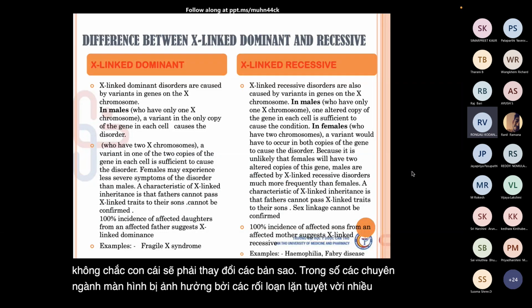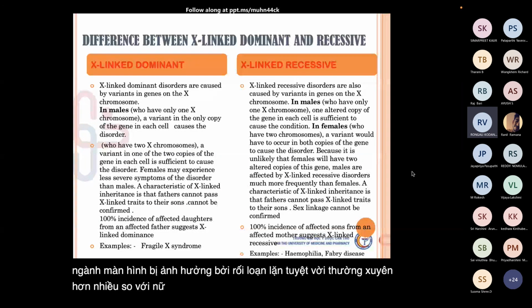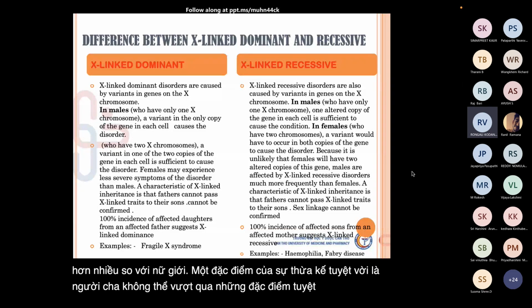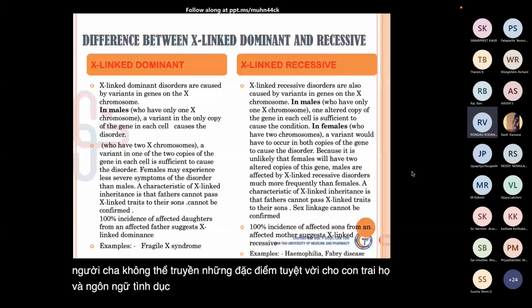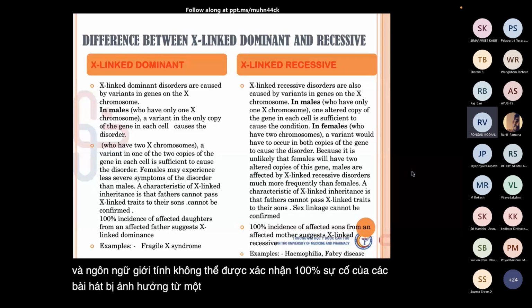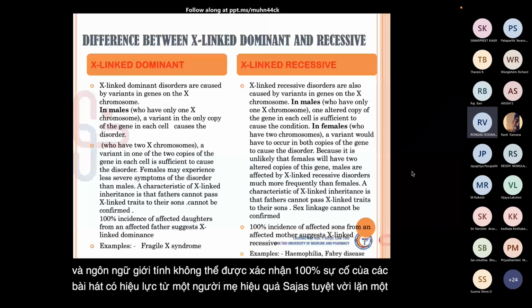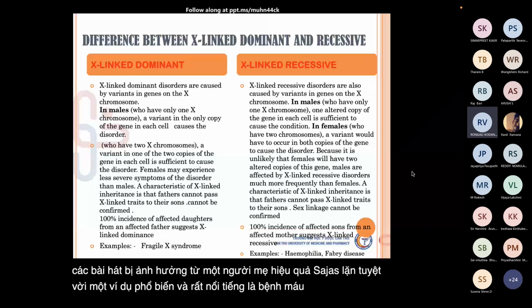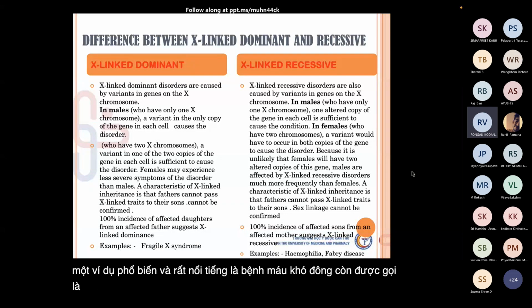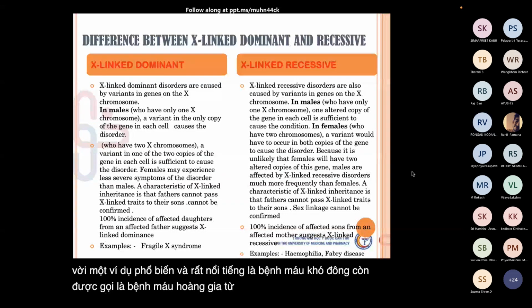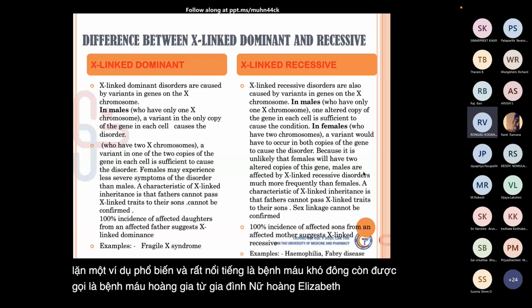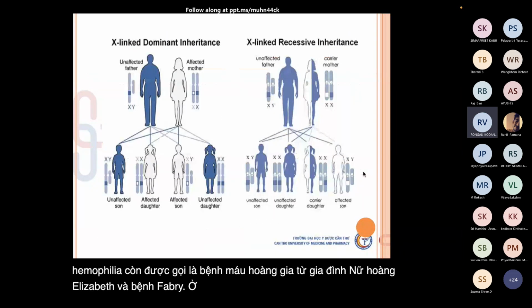A characteristic of X-linked inheritance is that fathers cannot pass X-linked traits to their sons, and sex linkage cannot be confirmed. 100% incidence of affected sons from an affected mother suggests X-linked recessive. A common and very famous example is hemophilia, also called the royal blood disease from Queen Elizabeth's family, and Fabry disease. Here in X-linked recessive, all the females are carriers.